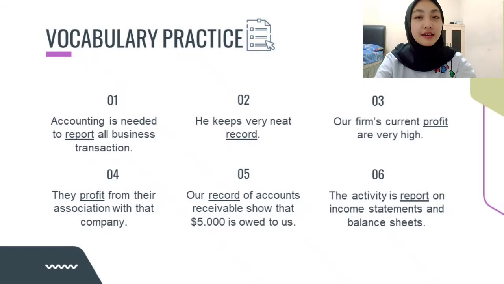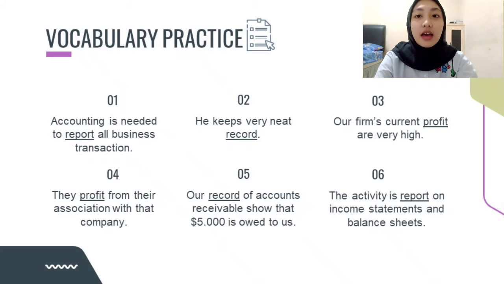Next, vocabulary practice. Number 1. Accounting is needed to report all business transactions. The sentence is included in verb. Number 2. He keeps very neat record. The sentence is included in noun. Number 3. Our firm's current profits are very high. The sentence is included in noun. Number 4. Their profit from their association with the company. The sentence is included in verb.